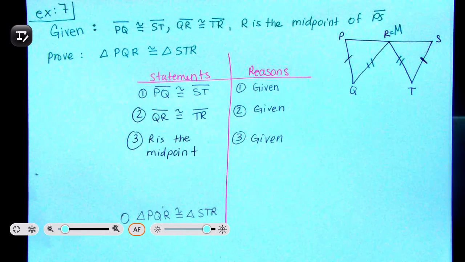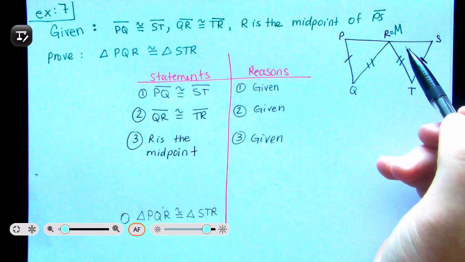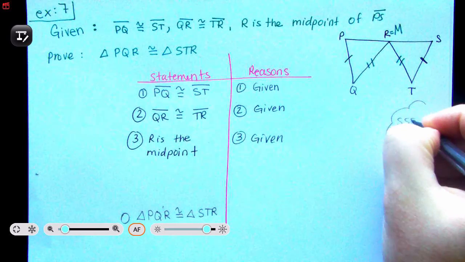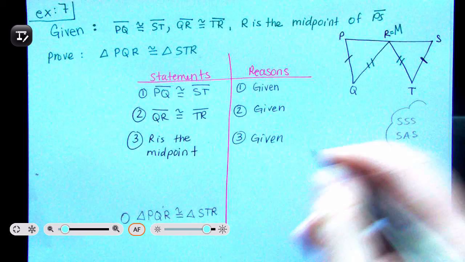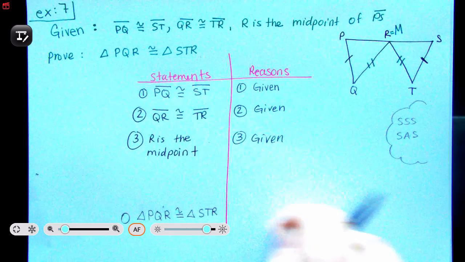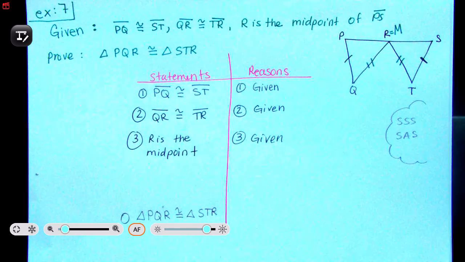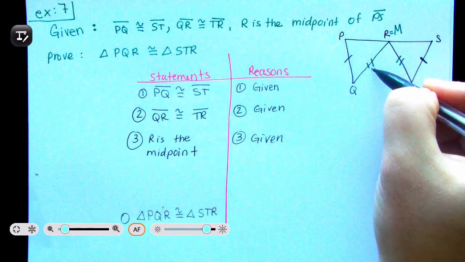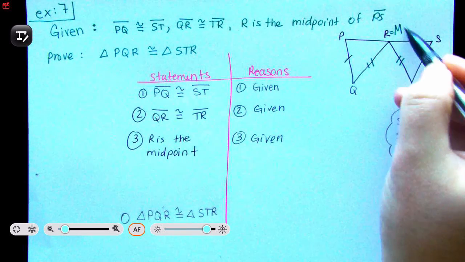So what am I trying to prove? So far, I have either side, side, side, or side, angle, side. Those are my reasons. So here in my reason, it's going to be this one or this one. Later on, we're going to learn more. So what do I have? I have a side, side, side. So what do I know?